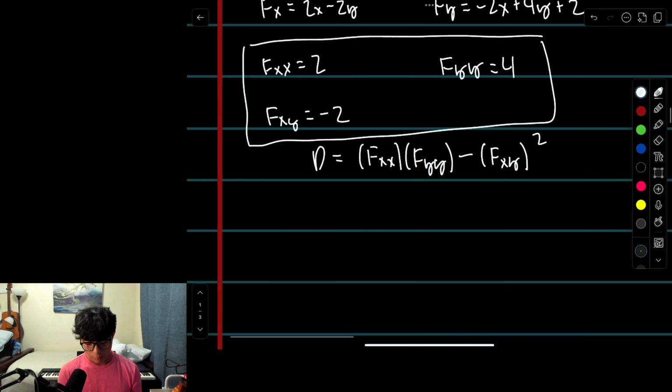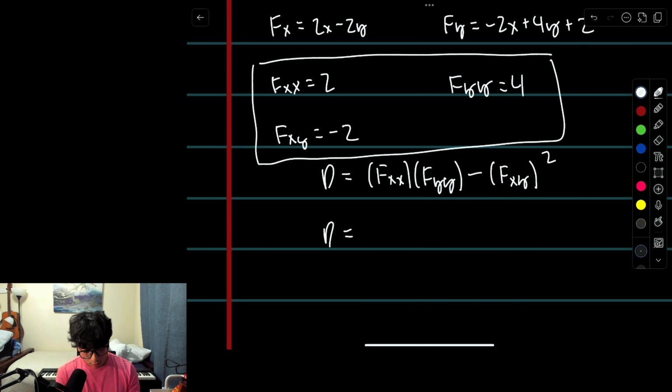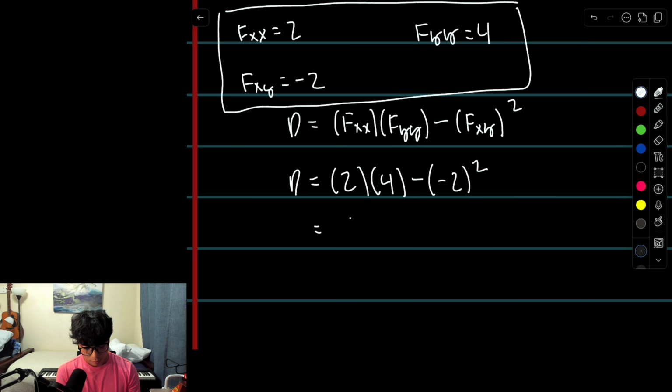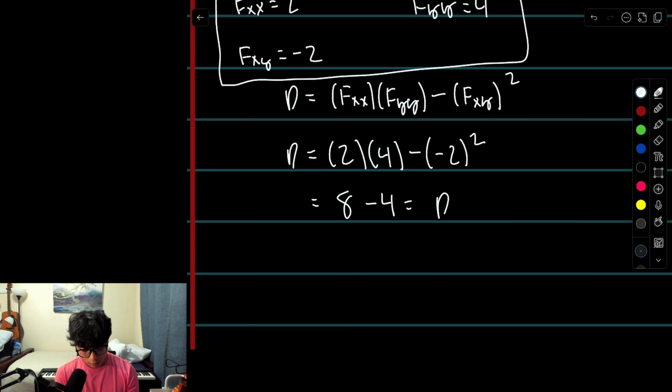I like that. And all we do is just plug in. So our discriminant equals f_xx, which is 2, f_yy, which is 4, and our f_xy, which is negative 2 squared. Simplified, this becomes 8 minus negative 2 squared being 4, and our discriminant becomes 4.